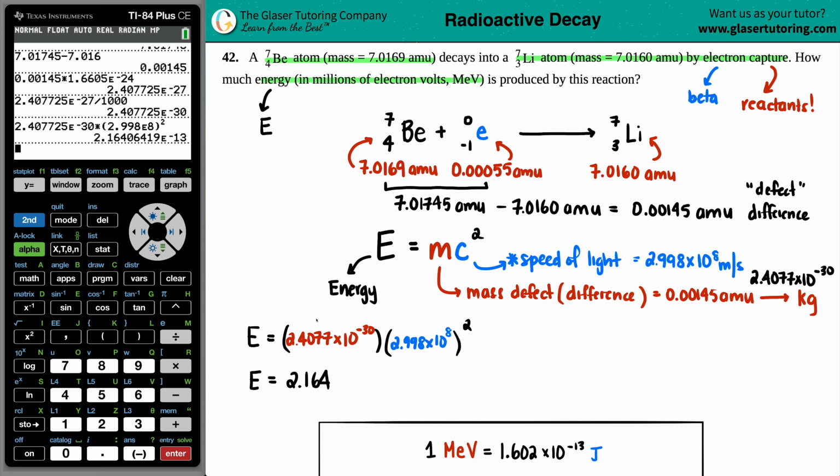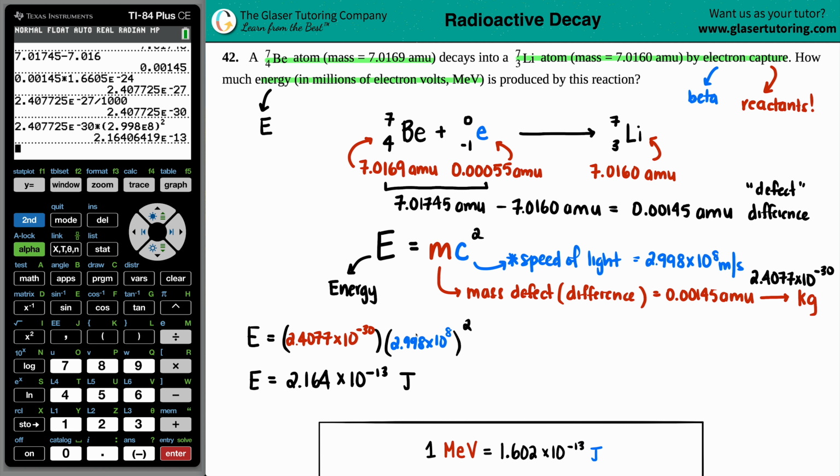2.164 times 10 to the negative 13th, and just know that this is in joules. So when you're using this formula, you need kilograms because we're in physics world basically here. The standard unit in physics for mass is kilogram, not grams, which is the standard one for all your chemistry equations. And then joules is going to come out of it.